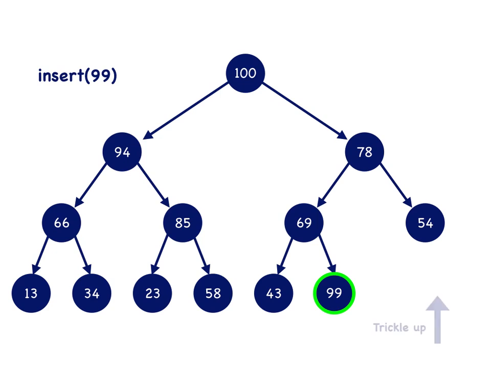It's possible that the node I inserted could be greater than its parent. So what I'm going to do is trickle up. And what I mean by that is I'm going to compare this new node to its parent. Since 99 is greater than 69, I'm going to swap it. And now I'm going to compare 99 to its new parent. Since 99 is greater than 78, I'll swap again. And now I'm going to compare 99 to its new parent. Since 99 is smaller, no violation has occurred, thus the insertion is done.